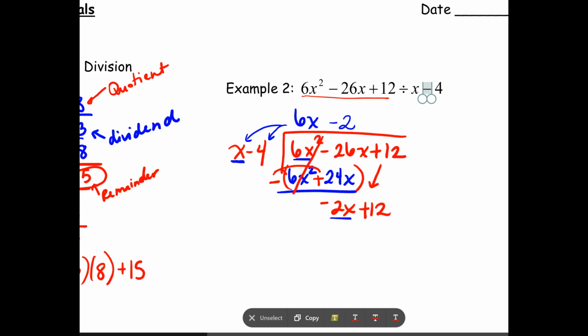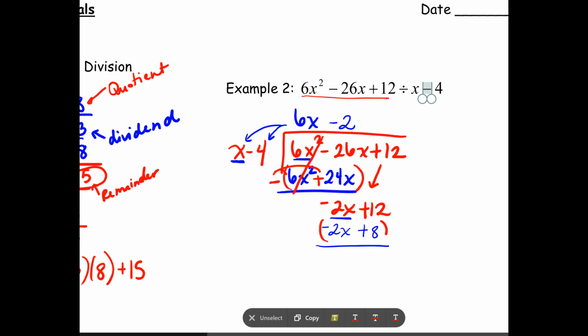Negative 2, so we put that answer up. What do I need to remember to do with that negative 2? Distribute, so I have negative 2 times x, which would give me negative 2x. Negative 2 times negative 4, which gives me a positive 8. And then what would be the next step? Subtract. How many terms? 2. I'm going to subtract both.